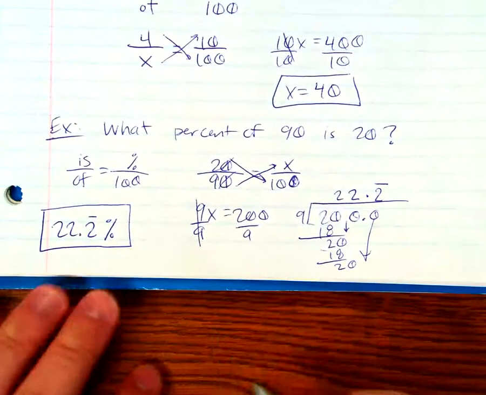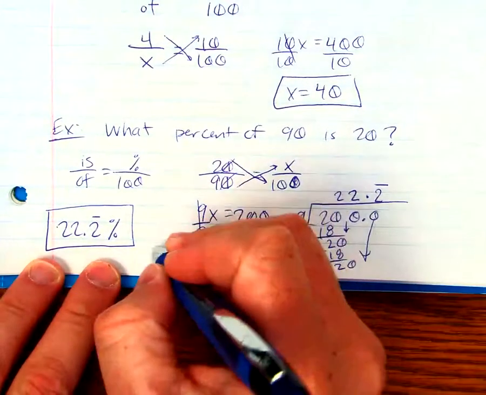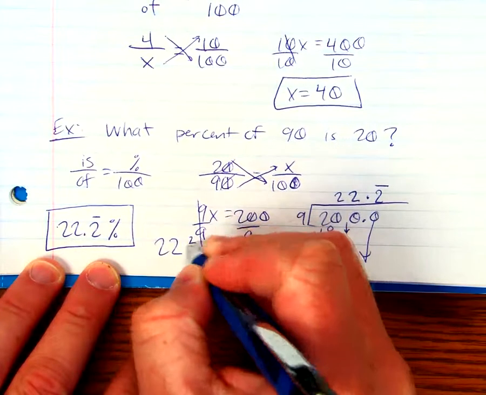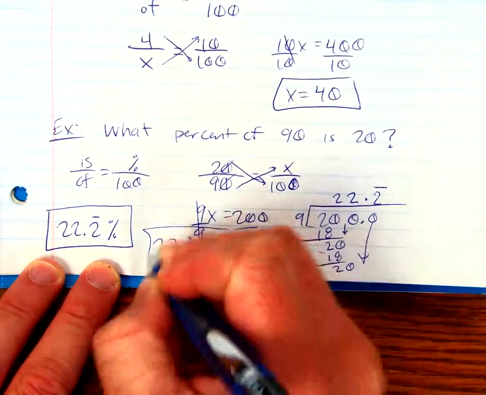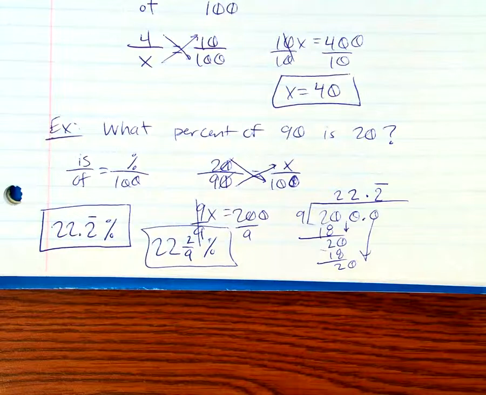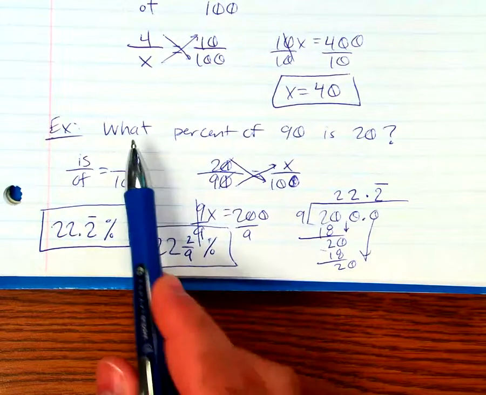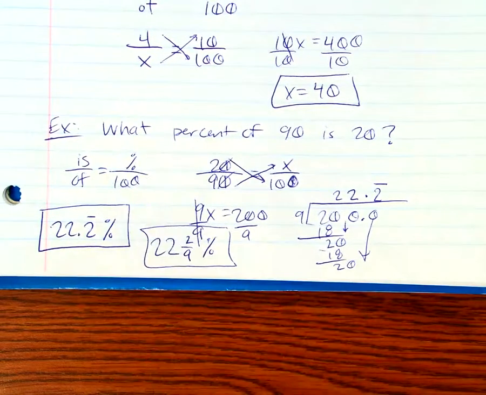So you could solve this as a decimal like this. If you wanted to do it as a fraction, you could have said 22 and then I had 2 left over that 9. That's fine also. But you do have to have the percent sign here because they specifically asked what percent. So you're looking for a percent, not a value in this case.